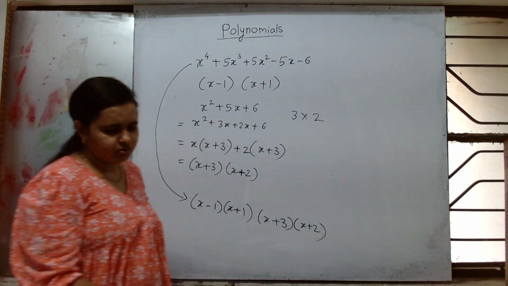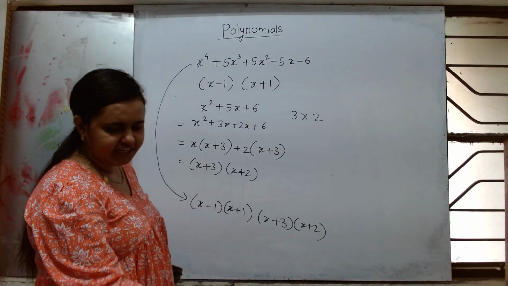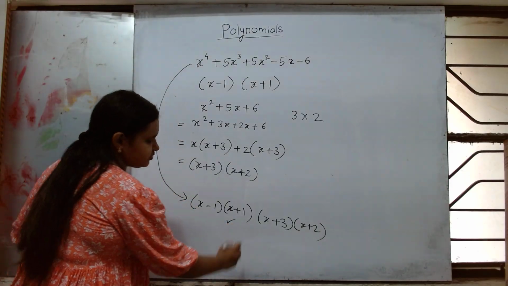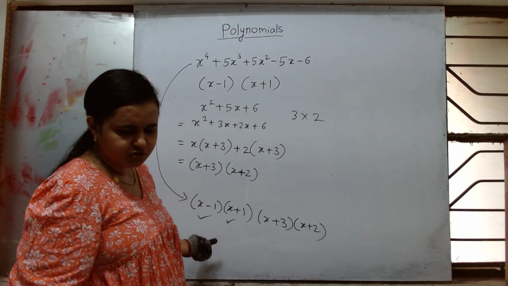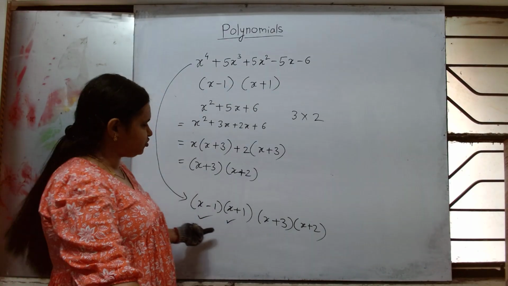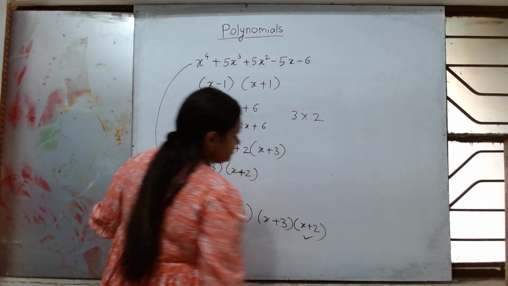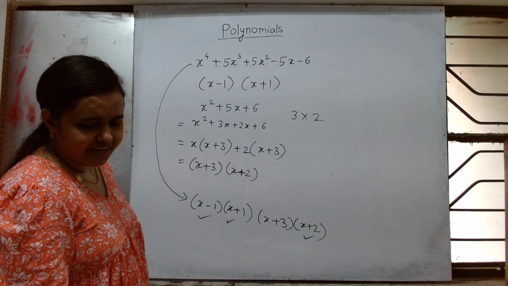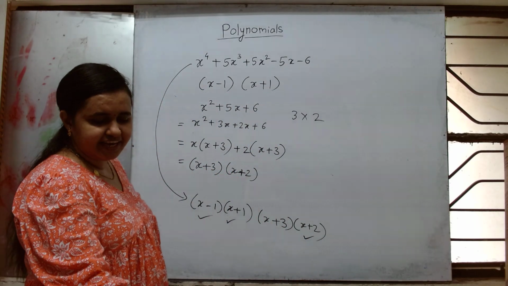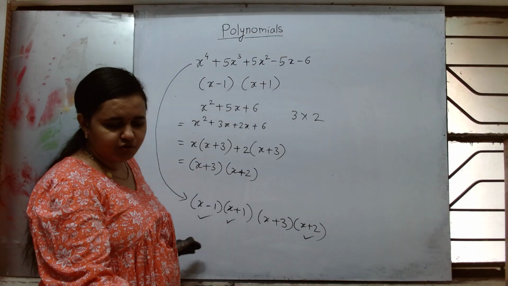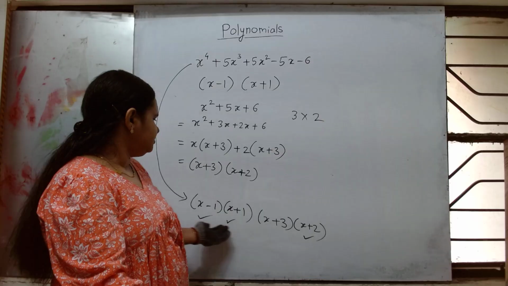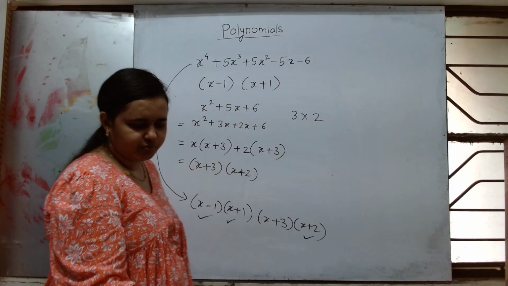Okay. Now see the options. First option is x plus 1. This x plus 1. Second one is x minus 1. Second one is also correct. Third is x plus 2. Here it is also. Now x minus 3. It is given as x minus 3. X minus 3 is not the factor of this polynomial. So fourth one is not correct. 1, 2 and 3 are correct options. Okay.